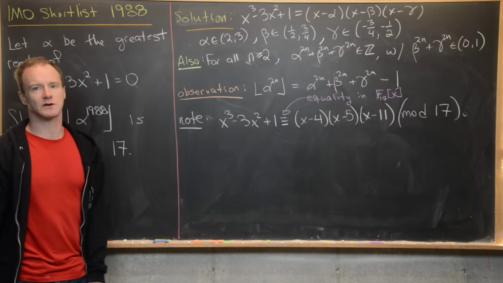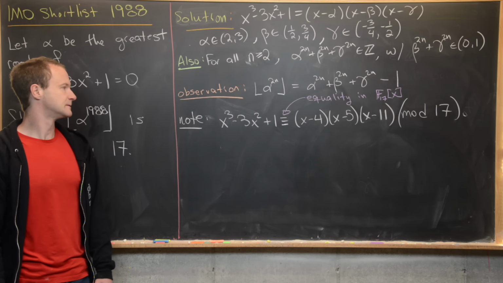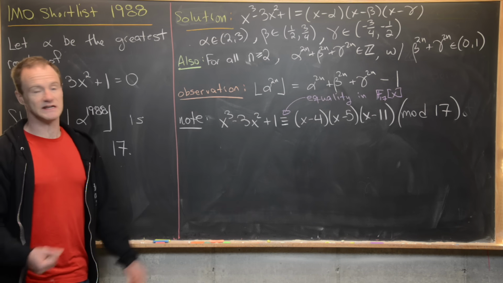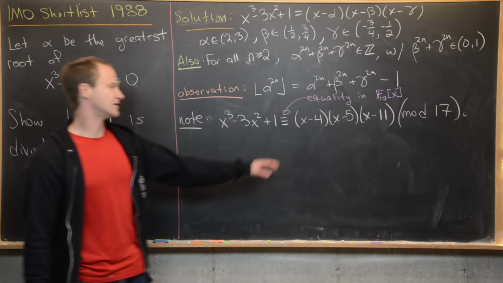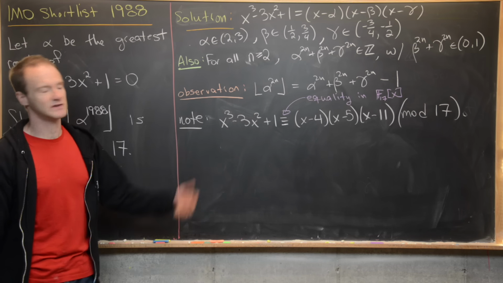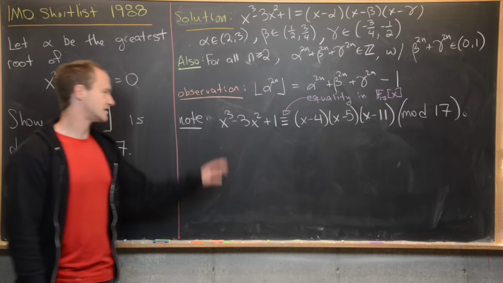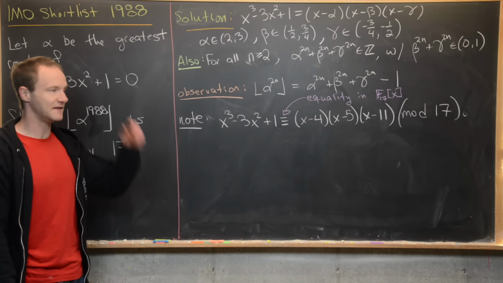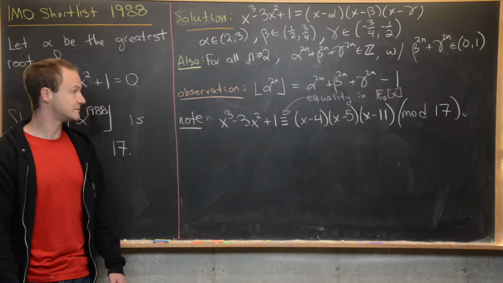So that's really similar to what's happening in the real numbers. And then you can just check numbers between 0 and 17 to find which ones are roots. And you'll see that if you plug 4 into this equation, you get 0 mod 17. If you plug 5 into this equation, you'll get 0 mod 17. In other words, a multiple of 17. And then the same thing for 11.